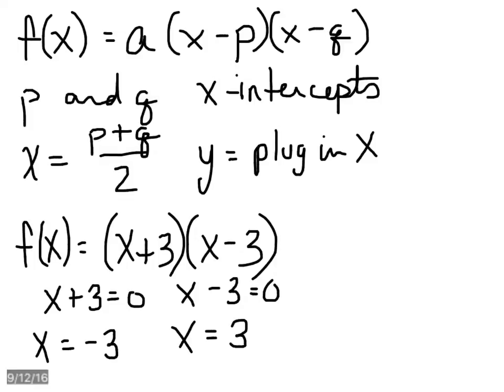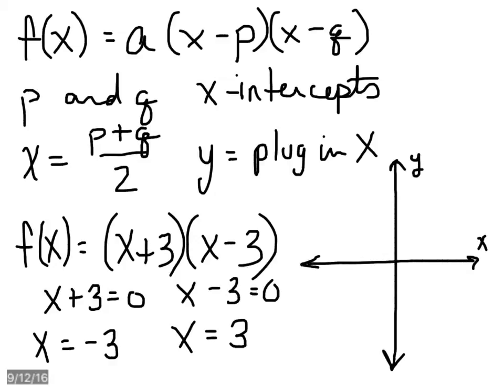How many x-intercepts are there? 2. How many points does it take to make a graph? 1, 2, 3. You've just found 2 of them. You need to find the third. So here's how I get that. If I put the x's on there, 1, 2, 3, make dot, 1, 2, 3, make dot.